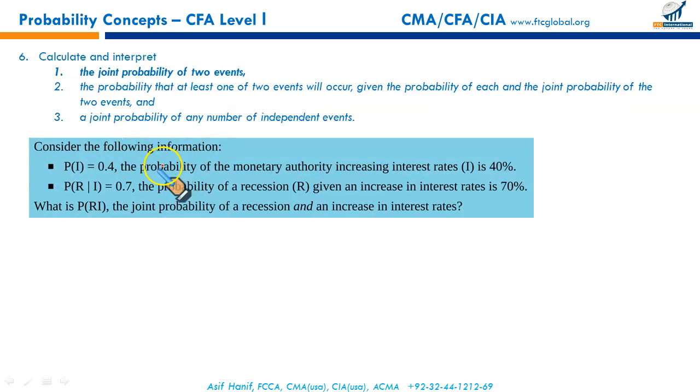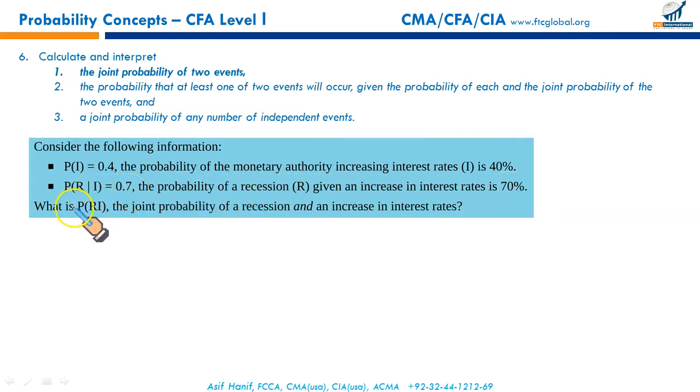Consider the following information. The probability of the monetary authority, the central bank in your country, increasing interest rates I is given as 40%. So probability of increase in interest rate is 40%. The probability of recession given an increase in interest rate, because when the interest rates are raised, the demand by businesses for funds decreases, resultantly the output, the demand by consumers falls, results in recession, less production.